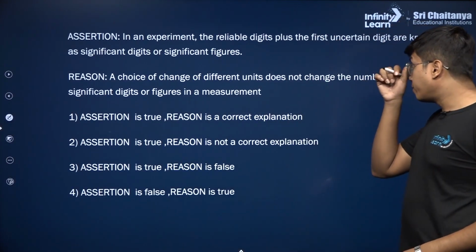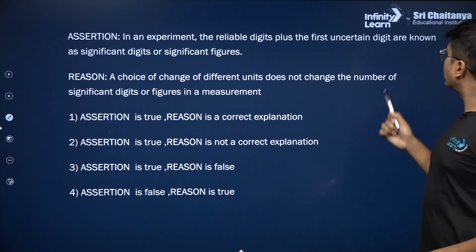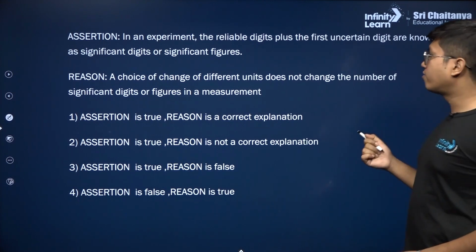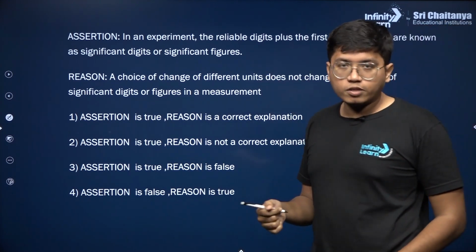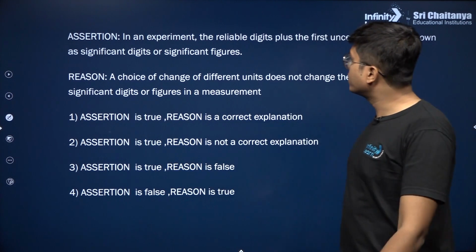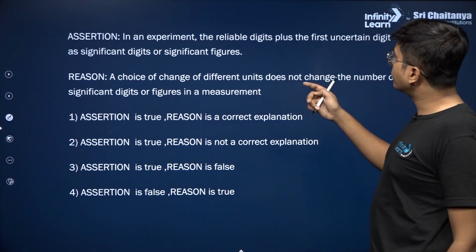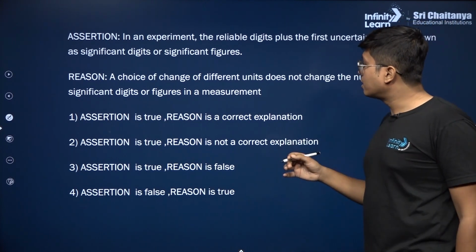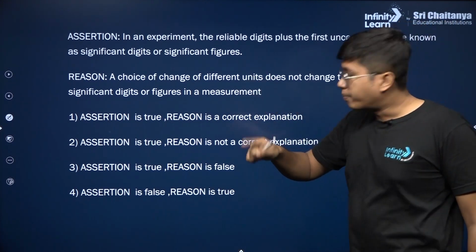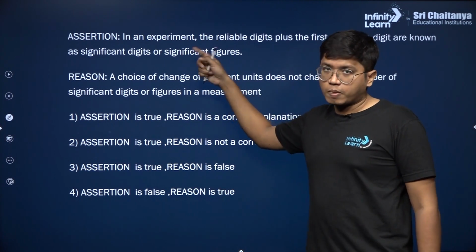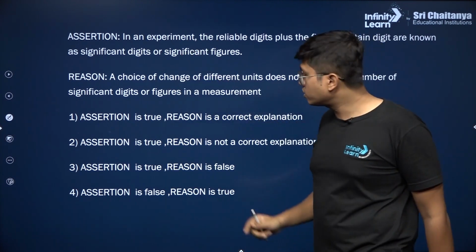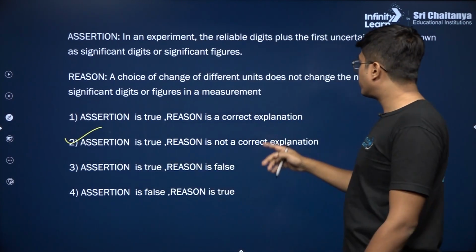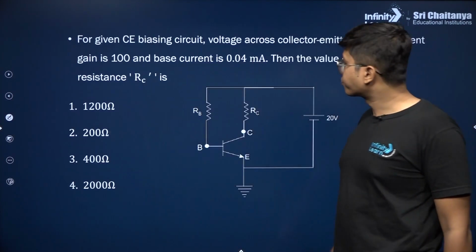Next, it says in an experiment, the reliable digits plus the first uncertain digit are known as significant digits or significant figures. This is a correct statement. We know that is the definition of significant figures. Next, a choice of change of different units does not change the number of significant digits or figures in a measurement. This again is true, but this is not the explanation of this. Both statements are true, but this is not the explanation of this. So our correct option is option 2 here. Assertion is true, but reason is not the correct explanation.